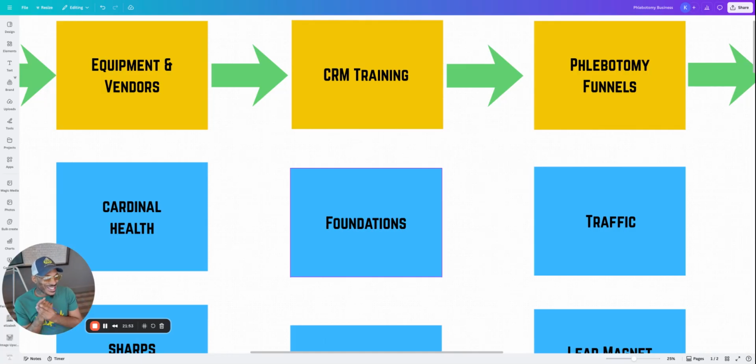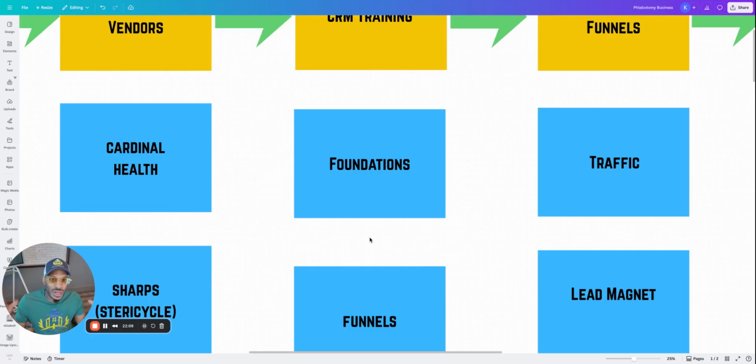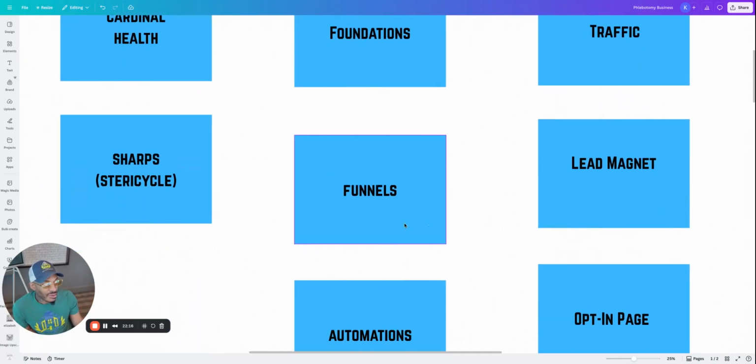So now we are in the CRM training. The CRM training is for your customer relationship management system. This is how we enter patients' information, have a calendar schedule, workflows, automations, funnels. We're going to learn the foundations of everything, just uploading everything, your numbers, so that we can keep track of everything. That's going to be in the foundations portion. Then funnels. Funnels are going to be better than websites, in my personal opinion.